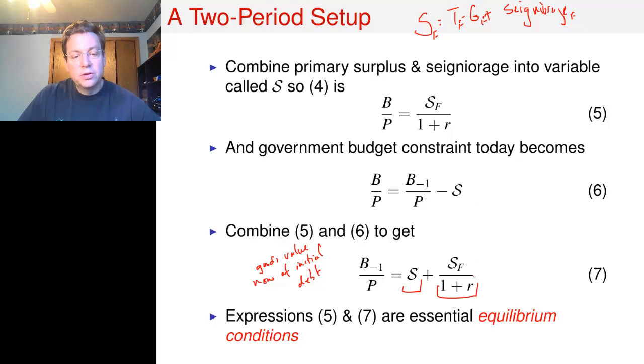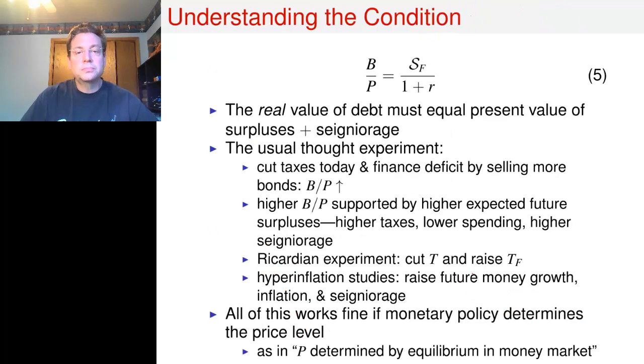They are both equilibrium conditions. So how do we understand what this is? Well, equation 5 says that the real value of debt has to equal the present value of surpluses plus seigniorage. So what is the usual thought experiment? So here you want to be thinking Ricardian experiment. The usual thought experiment is, let's cut taxes today, finance them with more bonds today, and then raise taxes in the future to pay off all those bonds. That's the standard Ricardian experiment.